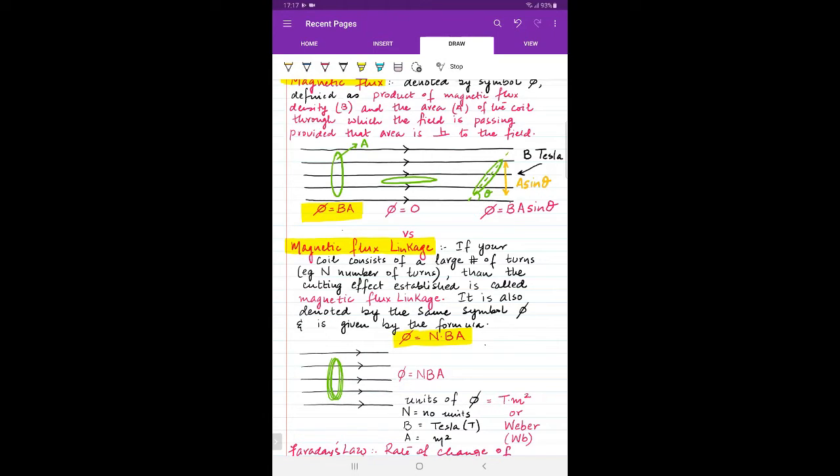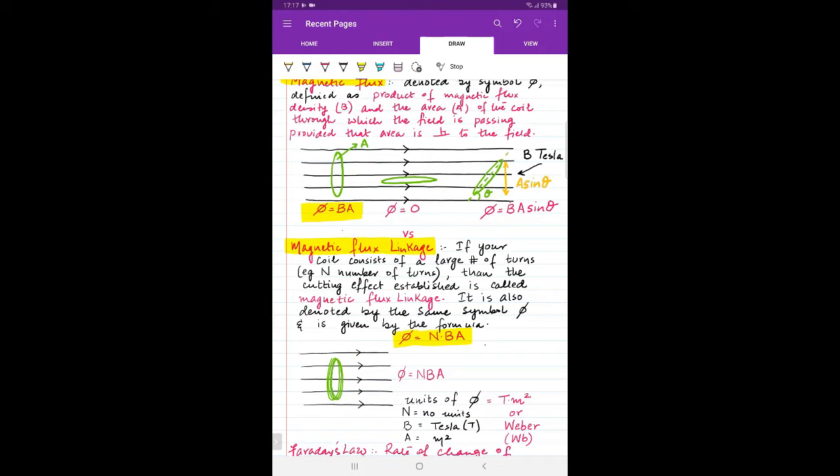One is given by the formula BA, while the other one is given by the formula NBA. Okay, so magnetic flux cutting effect is established using a single turn of wire. Magnetic flux linkage, on the other hand, is the cutting effect established for a large number of turns. So one is given by the formula B times A, the other one by N times B times A.